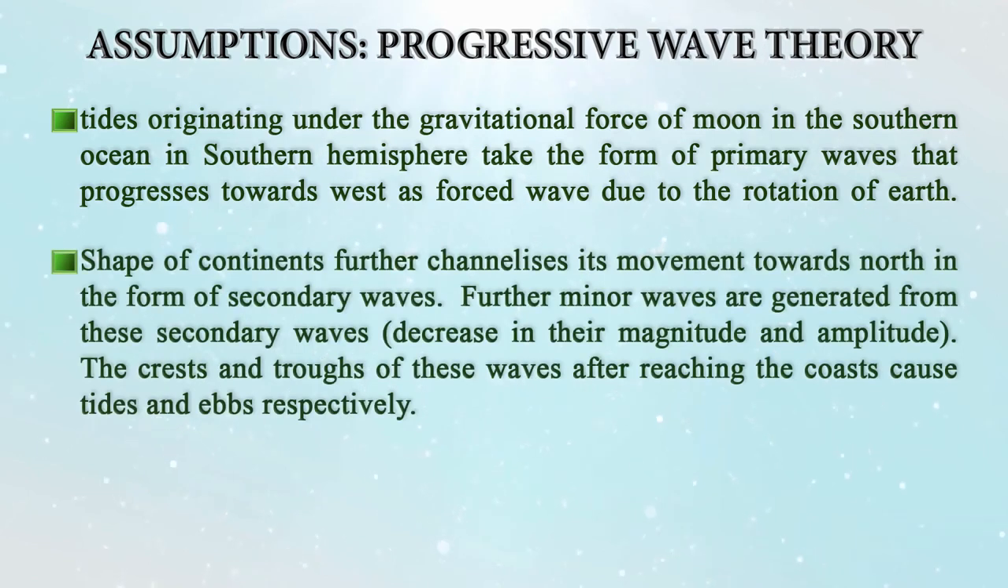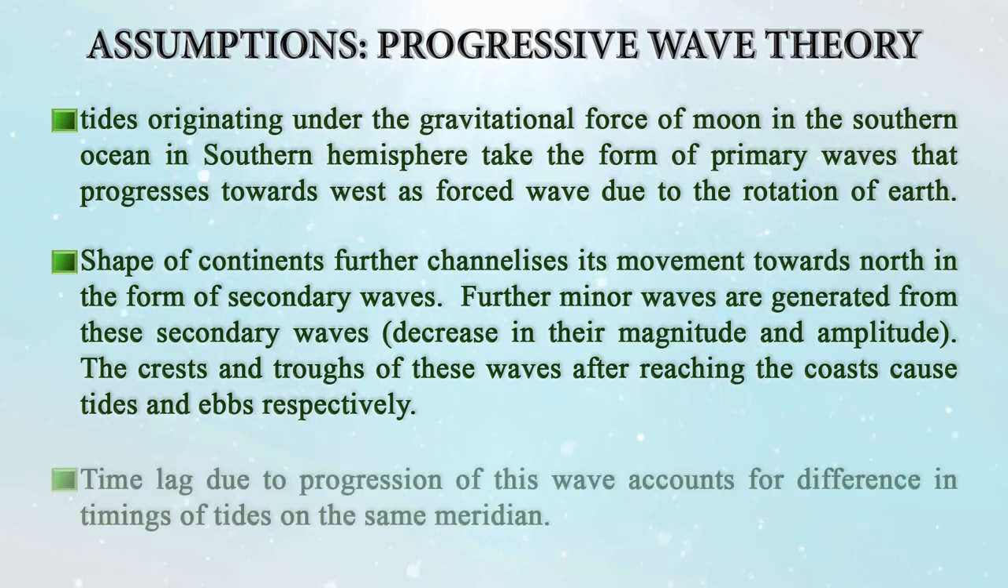They are further stopped by the continental margins, and then they move towards the north in the form of secondary waves. Further minor waves are generated from these secondary waves, which decrease in their magnitude and amplitude, of course. That is, tides are originating in the southern ocean, and these are the primary waves. They move towards the coast, towards the west, and then they are obstructed by continental margins. They move towards the north in the form of secondary waves, and then more minor waves are also generated, and in this way they are moving towards the north.